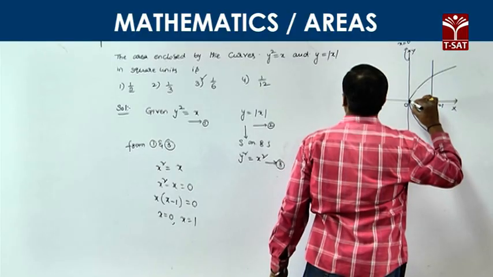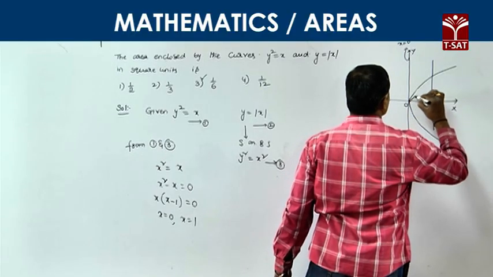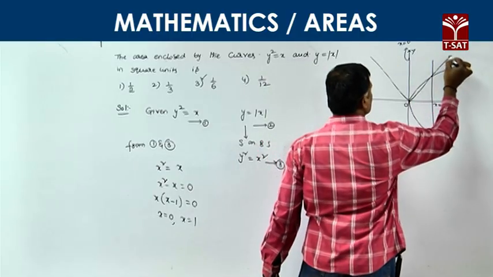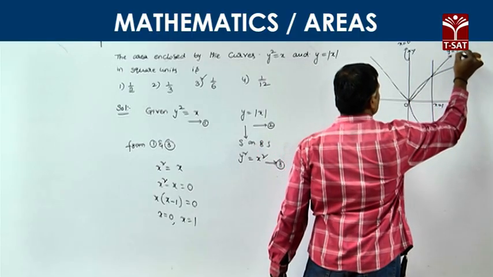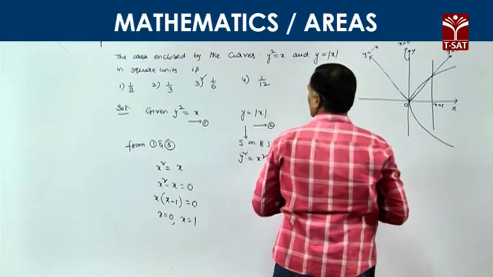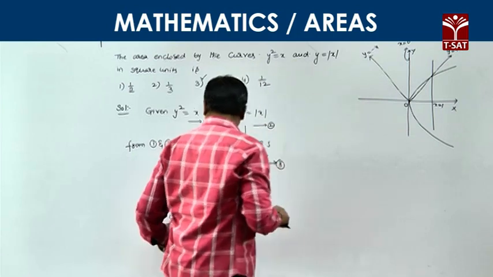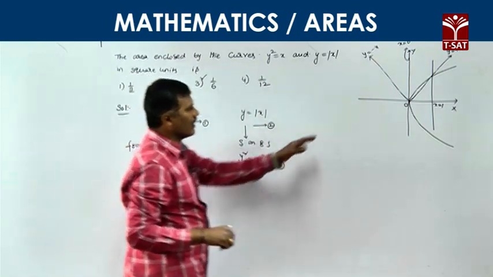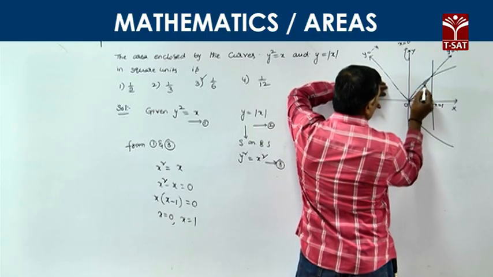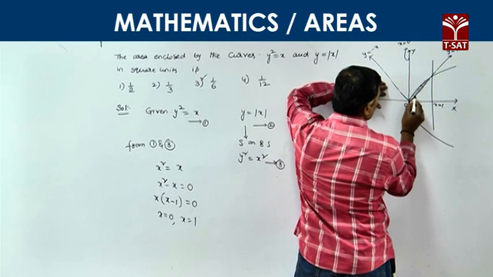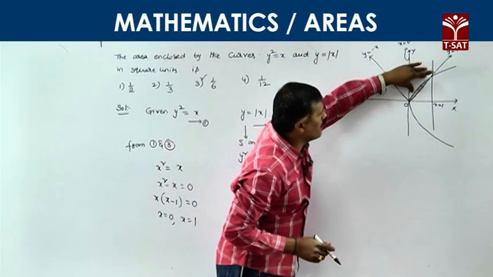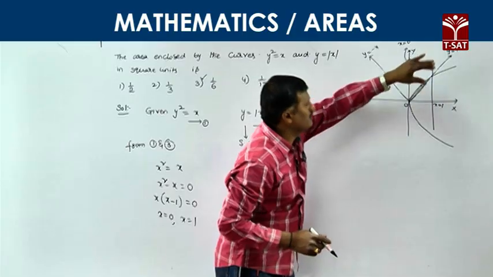The given y is equal to mod x, which is y is equal to plus x and y is equal to minus x. Our limits are only 0 to 1, that's why we cannot take this part, only this region from 0 to 1, which is the required area of the given problem. We have to find this area.